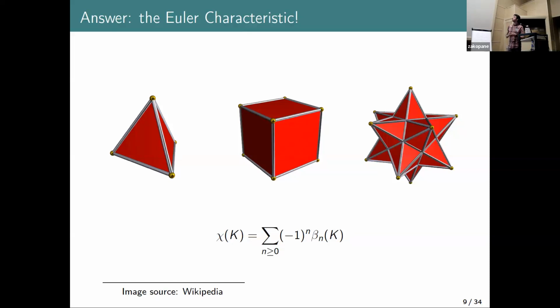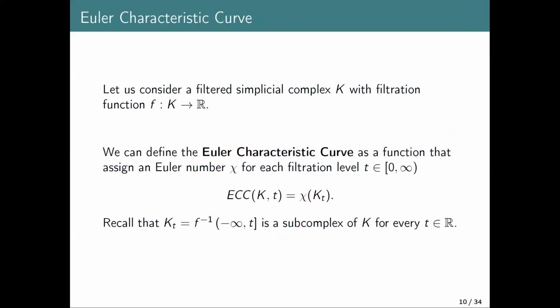So when you put persistence into that thing, you arrive at the definition of the Euler characteristic curve. You start with a filtered simplicial complex with a filtration function that assigns a real number to each simplex, and then you define the Euler characteristic curve as a function that assigns the Euler characteristic of each subcomplex, defined as the sublevel set at some filtration level T. So the Euler characteristic of K at filtration value T is just the Euler characteristic of the subcomplex K_T.